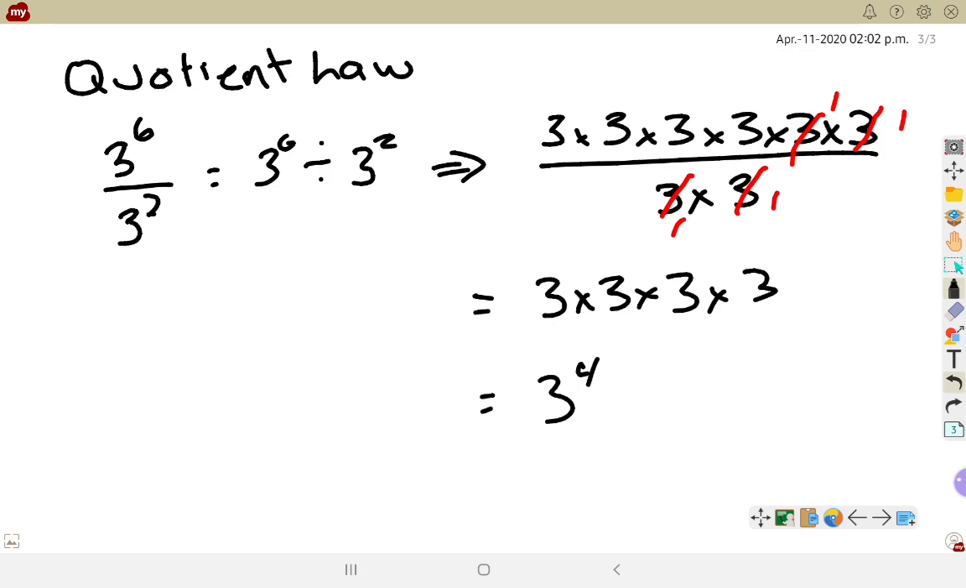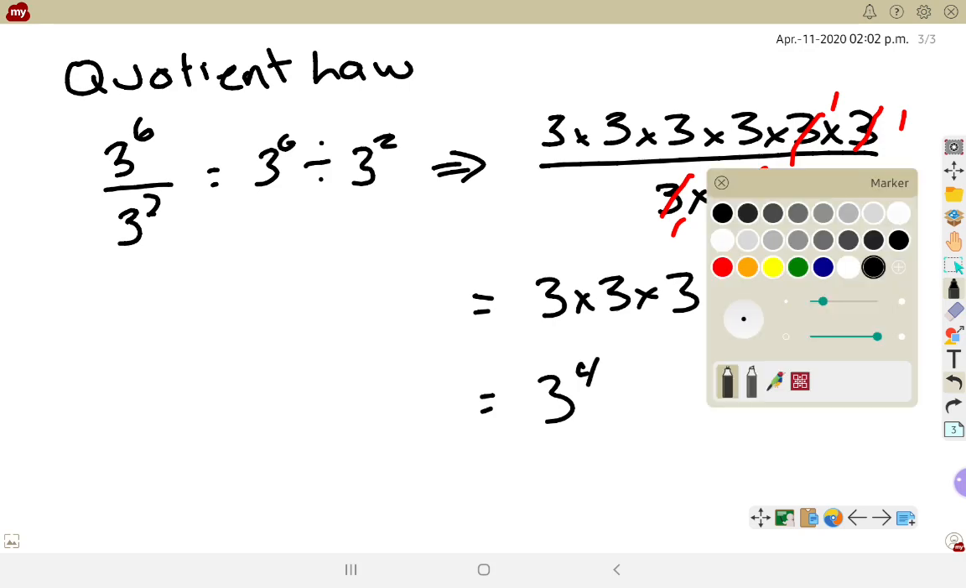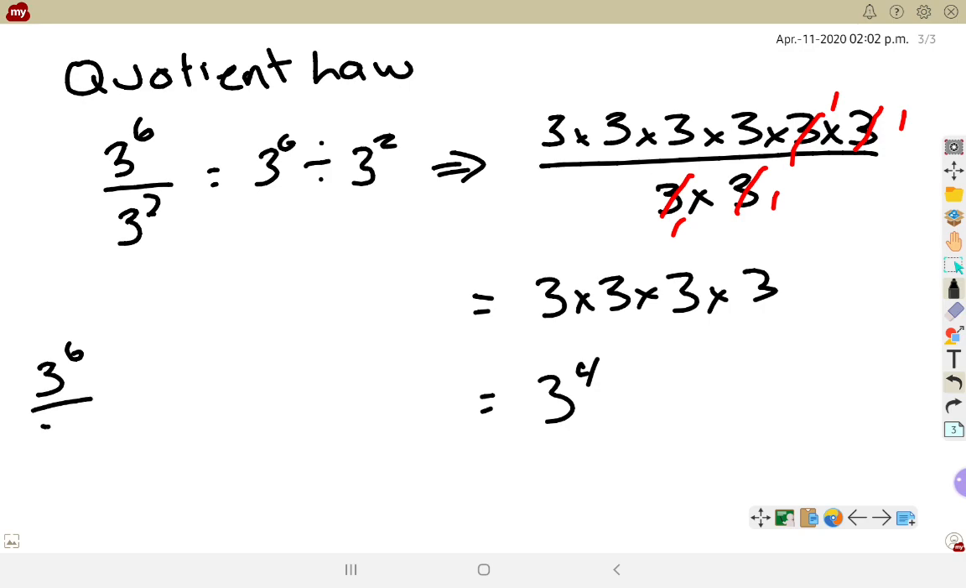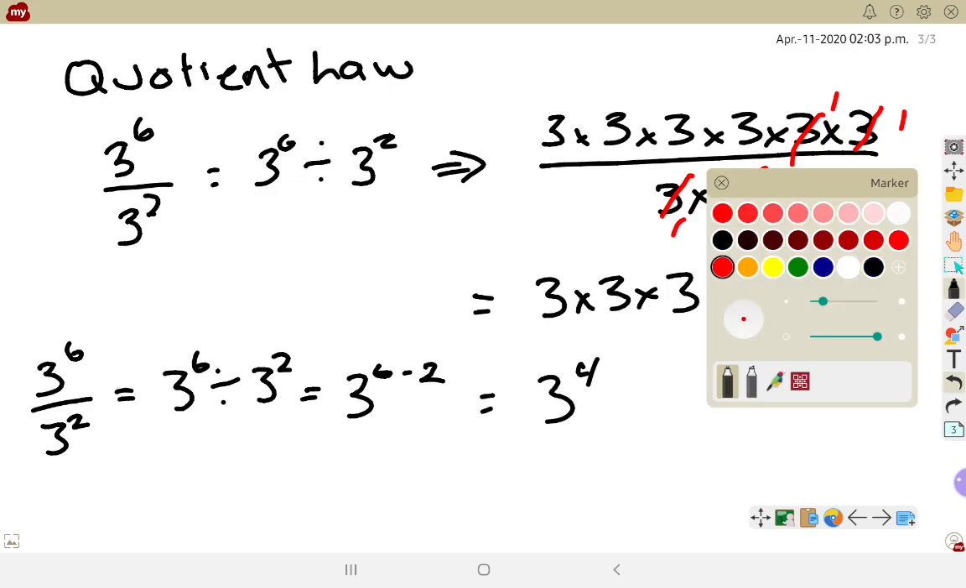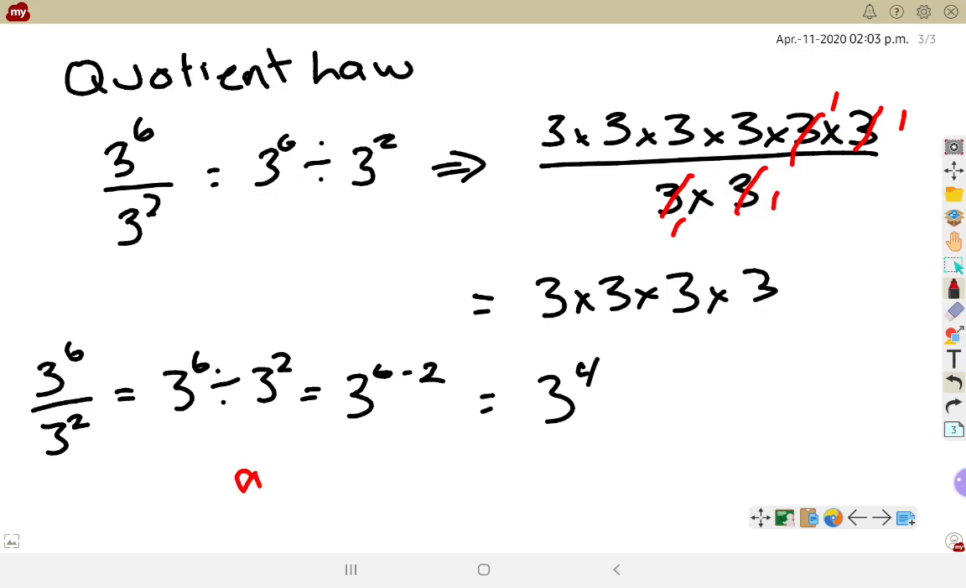of 4. Okay, and so what I did here was we took 3 exponent 6 divided by 3 exponent 2. Now I had it written as a fraction, so it can also be written as a division with the division sign. But really what we ended up doing was subtracting our exponents, and that gave us 3 exponent 4. Okay, so this would give us our second exponent law, the quotient law, and it's a exponent m over a exponent n is equal to a with an exponent of m minus n.